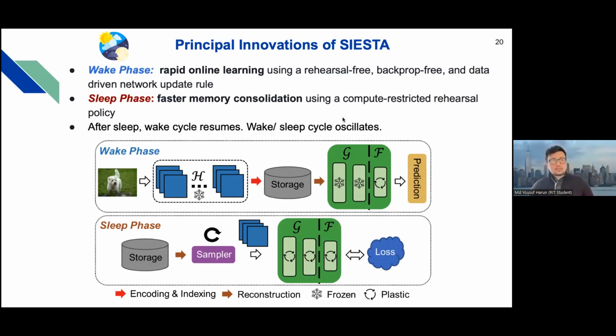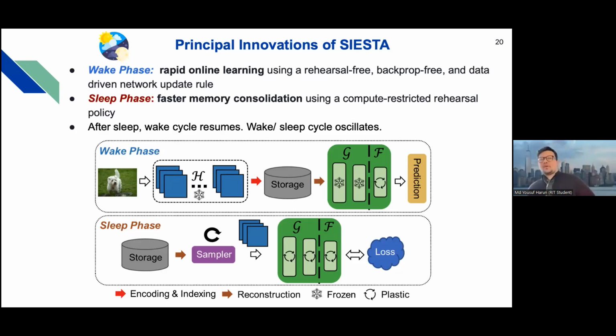So how does wake perform during continual learning? During the wake phase, SIESTA performs rapid online learning while it adapts to one input at a time, and it does not train the network at all. Instead, it uses a data-driven approach to update the output layer of the network. It offers a lot of nice properties: it does not have rehearsal, backpropagation, or any training. So it is very computationally efficient.